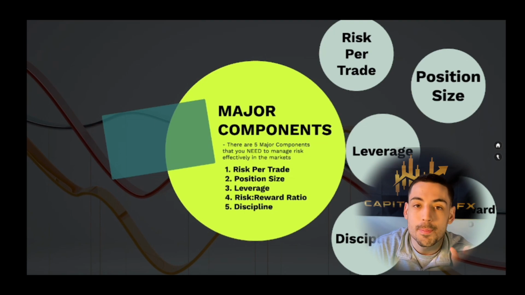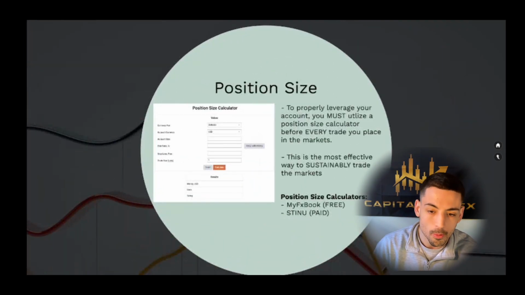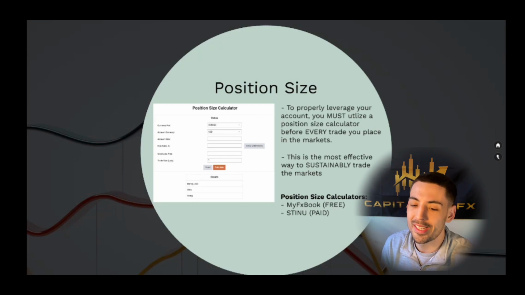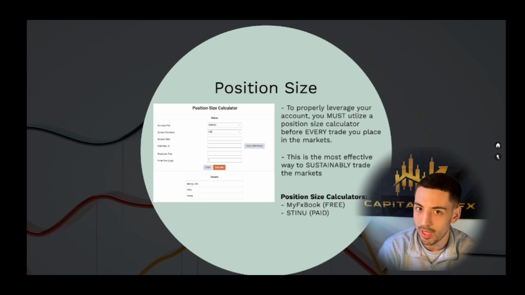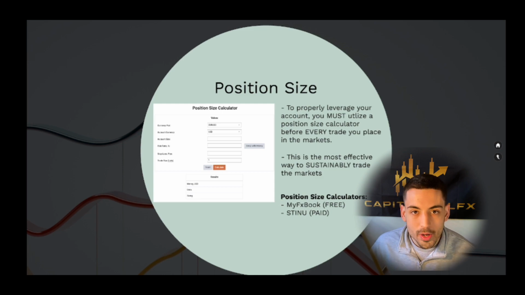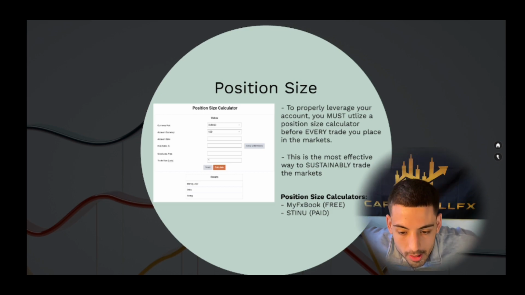The next is position size. Let's go into position size. So to properly leverage your account, you must, and again, we have the capital letters here, you must utilize a position size calculator before every, capital letters, every trade you place in the markets. If you are not utilizing a position size calculator before every single trade that you place in the markets, you are improperly leveraging your account. You're just not leveraging it properly. So you need to use a position size calculator. This is the most effective way to sustainably trade the market.